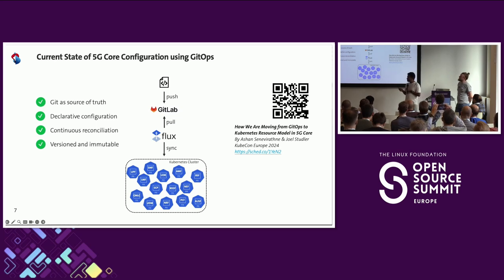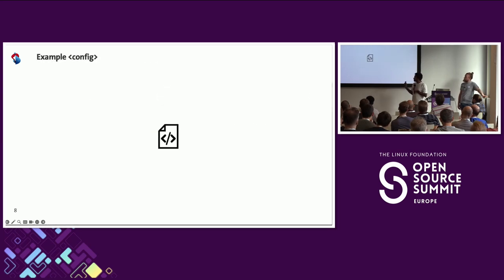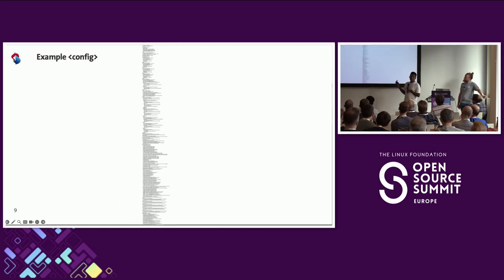Now, this looks all good, but where's the problem statement, or where are we lacking, or where do we have these challenges? Let's look into one of the config files in the 5G core. So this is how a typical config looks like. It's a small part of it. It doesn't even fit into the screen.